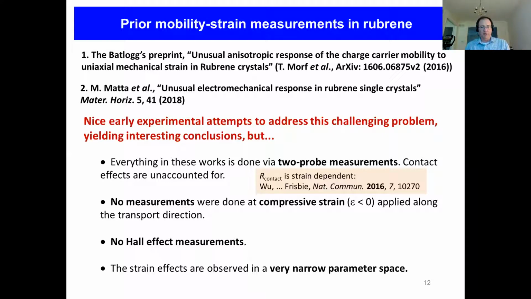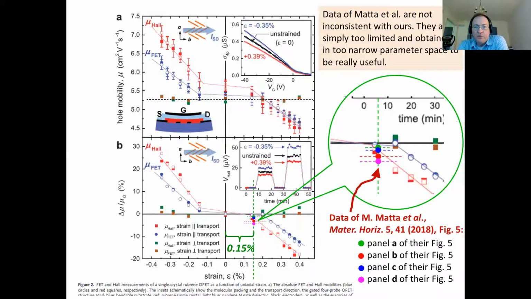No Hall effect measurements were done. And the strain effects were studied in a very narrow range of parameter space. If you overlay the data from this paper on our data, you will see that all of their data would be within a very small range of tensile strains, and these colorful circles show the maximum values. So essentially, I can say that their data are inconsistent with ours. They're simply too limited for a good, high-quality comparison.